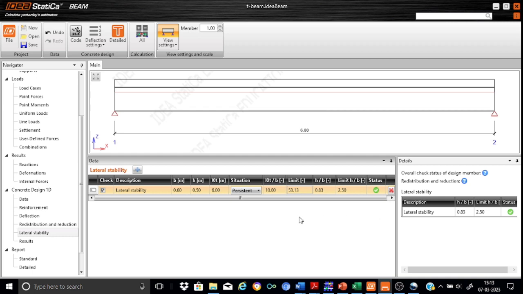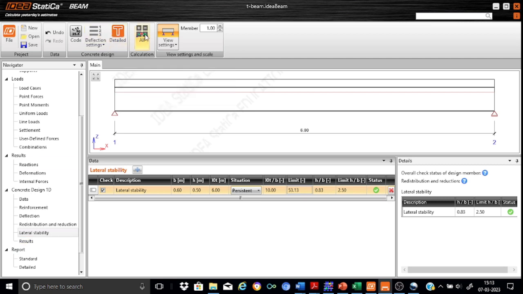You can see that two checks are being performed, one based on the L by B criterion. The limit is 53.13 and the calculated one is 10, which is acceptable to us. Then there is one more criterion, the H by B, that is the aspect ratio of the cross section, which is 0.83. The limit is 2.5. That's why it says that as far as lateral stability is concerned, it is acceptable. These are nothing but the code verifications to see that the cross section will not buckle or undergo some second order failures before it reaches its capacity.